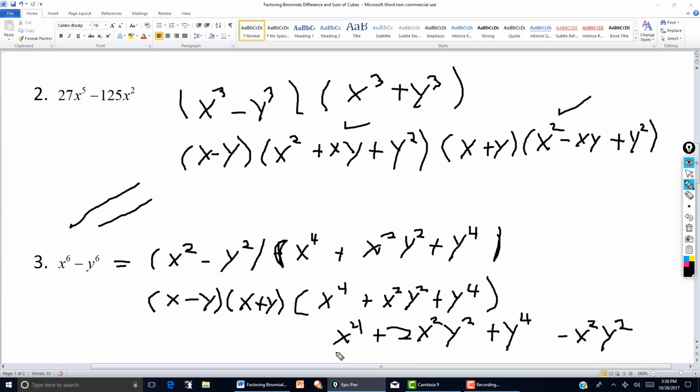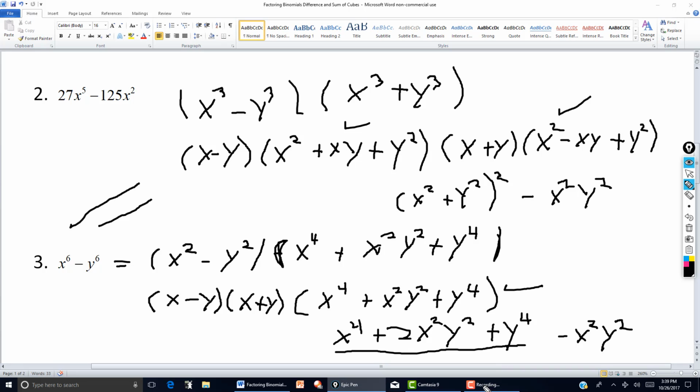But if I look at this right here, that factors into x squared plus y squared times x squared plus y squared, or I'm going to write it as x squared plus y squared, squared, minus x squared y squared. That is the same thing as this expression right here, just by simply adding 0. So what I'm trying to show you is that this is going to factor into x squared plus xy plus y squared and x squared minus xy plus y squared, because this is just a difference of squares.